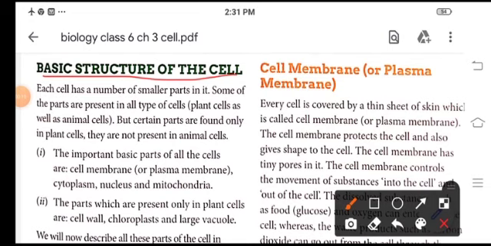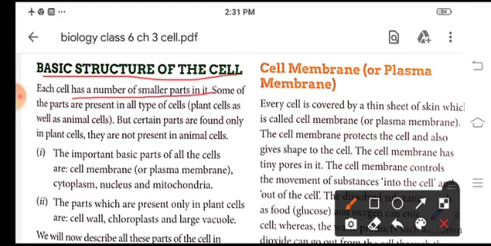Children, each cell has smaller parts in it. Like children, our body is made up of many cells. And inside our body, there are different organs which are performing different functions, like lungs performing respiration, kidney the process of excretion, heart the process of circulation.